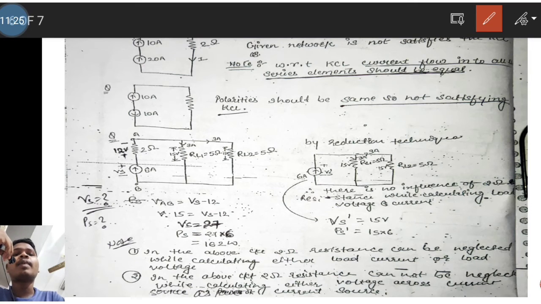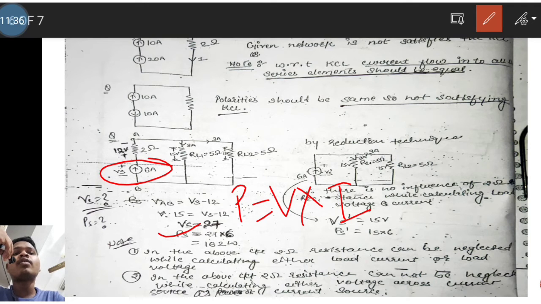Now see the power equation. You already know the power formula: power is equal to voltage into current. The voltage across the source is Vs equal to 27, and the current given is 6 ampere. Multiplying voltage and current, we get the power, that is 162 watt.